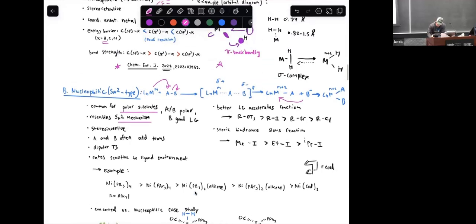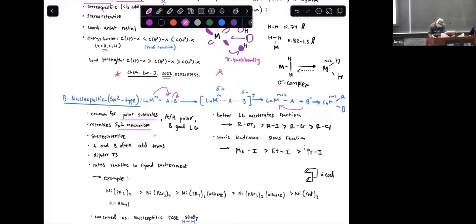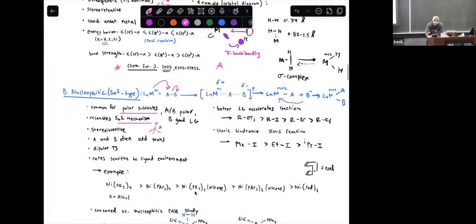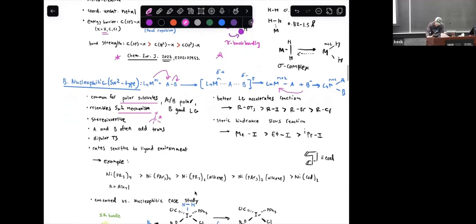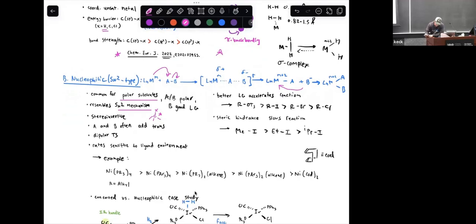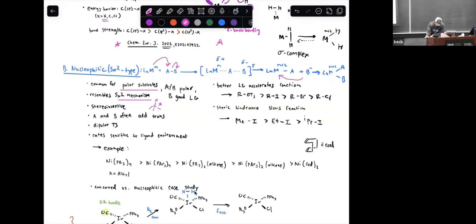When you have a carbogenic substituent that is stereo defined, you will see stereo inversion. The A and B groups will often add trans with respect to one another. And so that can be a good mechanistic readout in terms of the underlying mechanism. In this case, during the transition state, you start accumulating charge. And so because the transition state is charged, it becomes sensitive to solvent dielectric constant.